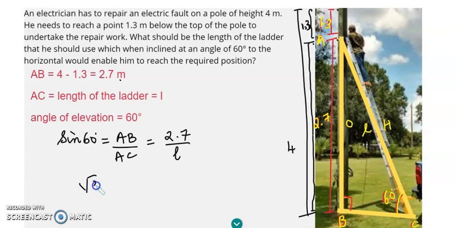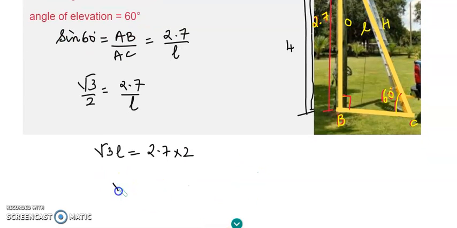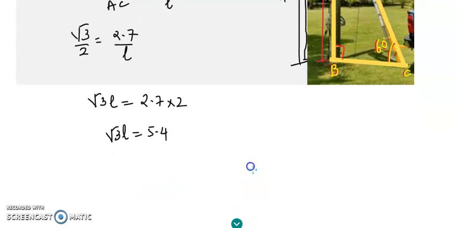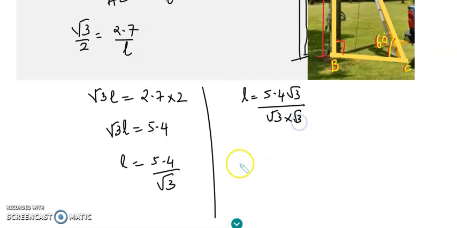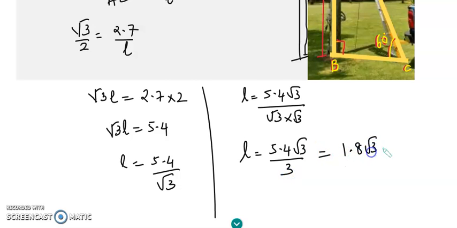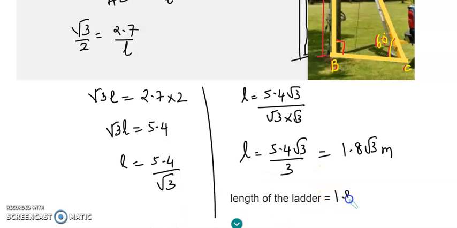Now sine 60 is root 3 by 2 equals 2.7 upon L. Let's do the cross multiplication. You will get root 3L equal to 2.7 times 2. So 2.7 times 2 is 5.4. So root 3L equal to 5.4. Now we are going to divide that by root 3 and then rationalize it. So L is equal to 5.4 root 3 divided by root 3 times root 3, which is L equals 5.4 root 3 divided by 3, which can be further divided as 1.8 root 3 meter. So the length of the ladder equals 1.8 into root 3, so that it can reach 1.3 meters down below the pole.